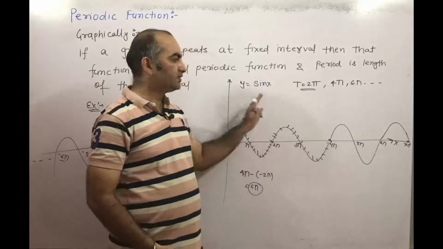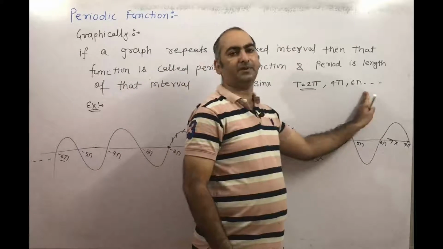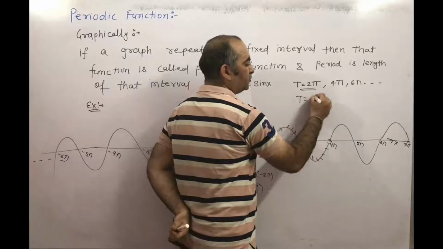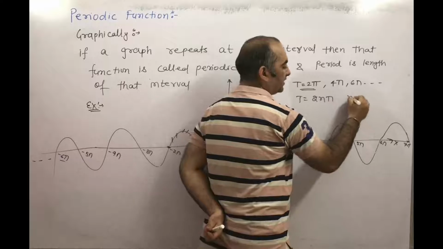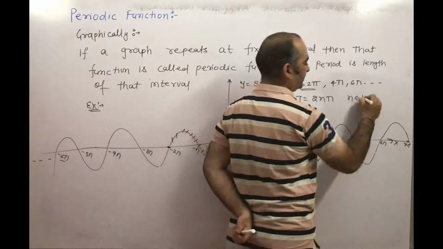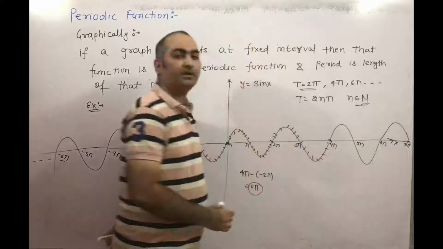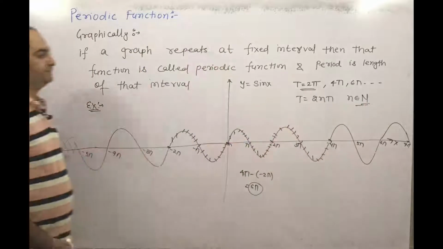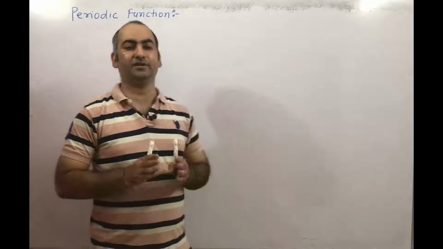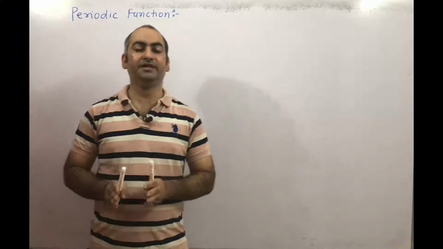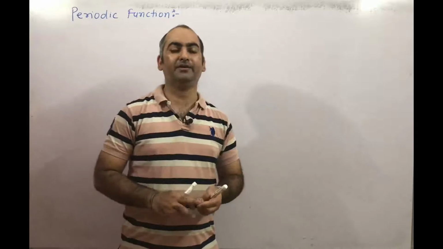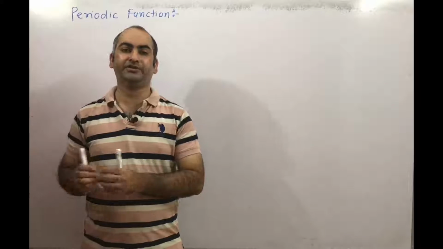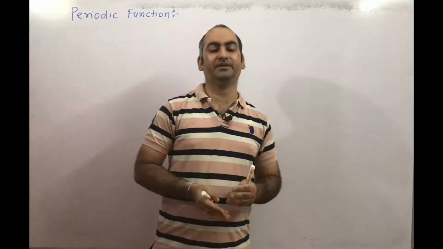So what is the period of sin x? 2 pi, 4 pi, 6 pi, and so on. So we can say that the period is T equal to 2n pi, where n is a natural number. We have discussed the function y equal to sin x. According to the graph, the period of sin x is 2 pi, 4 pi, 6 pi, and so on, 2n pi, where n belongs to natural numbers.